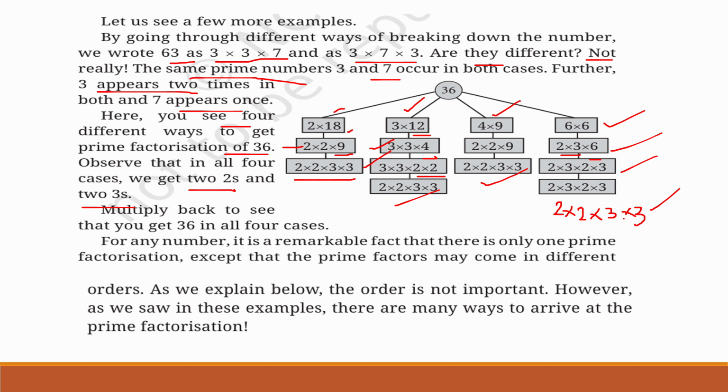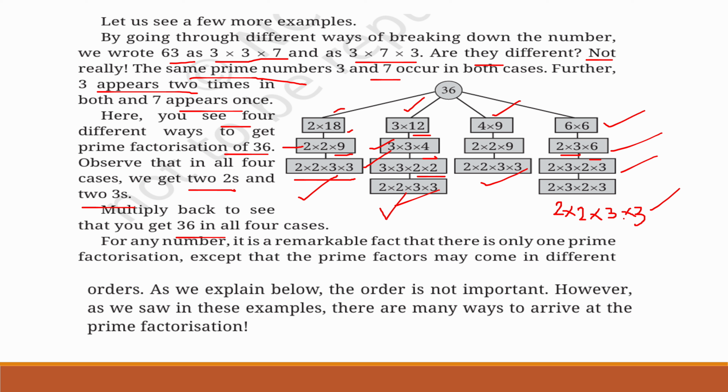Multiply back to see that you get 36 in all 4 cases. Yes, 2 into 2 into 3 into 3 is 36. So in all cases it is 36.